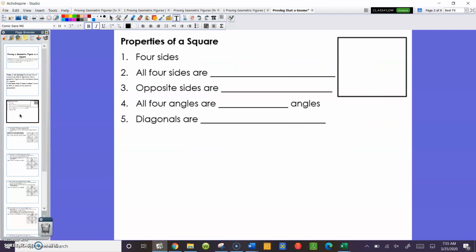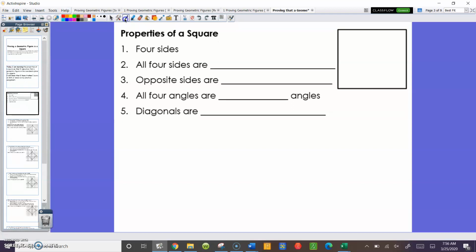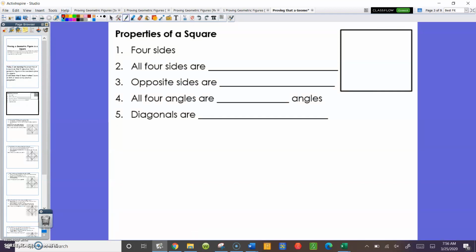In order to prove that a figure is a square, we must first remember the properties of a square. First property is that a square has 4 sides. This figure here does have 4 sides. Property 2, all 4 sides are congruent. Congruent means the same or equal, so all 4 sides should be the same length.